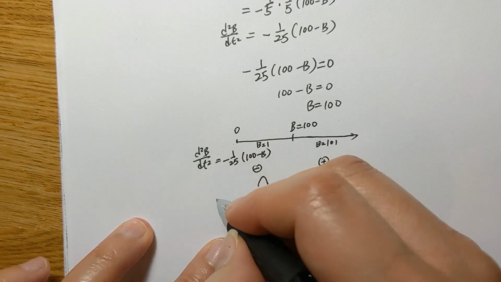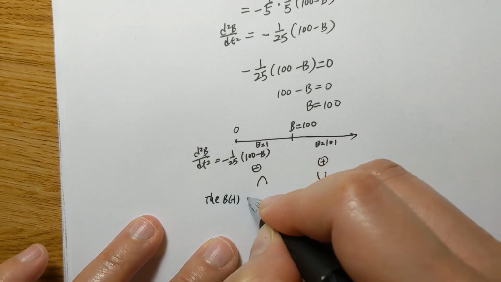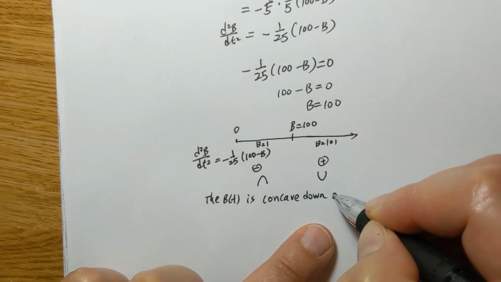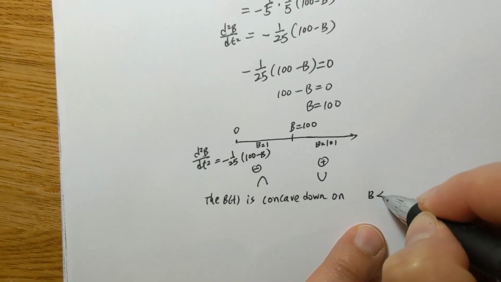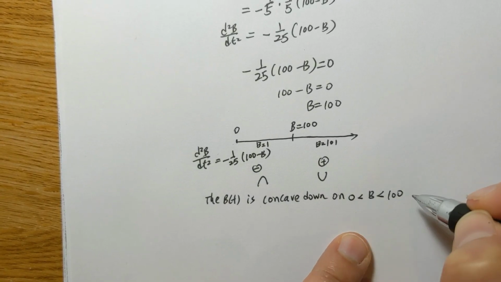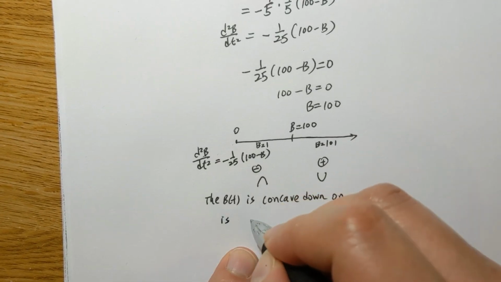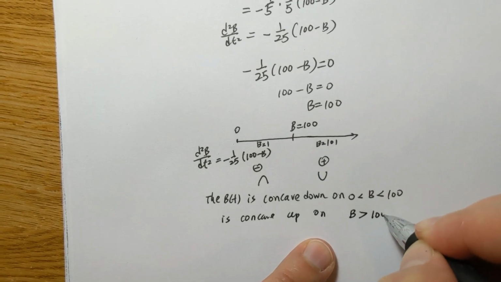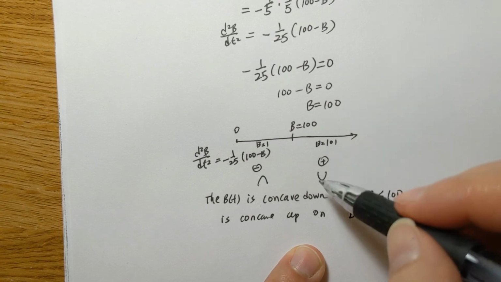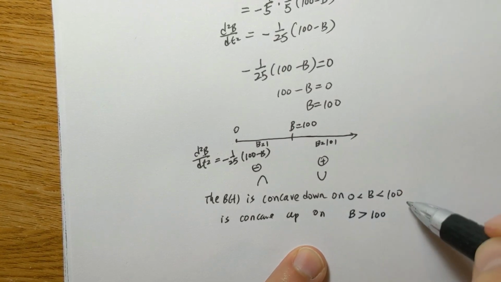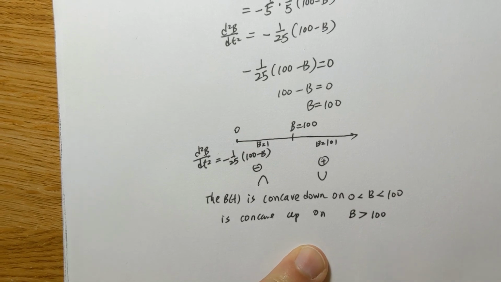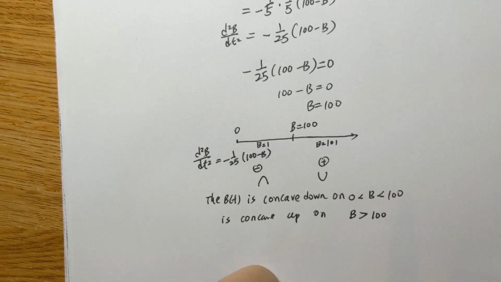So that means B(t) is concave down on the interval where B is between 0 and 100, and concave up on the interval where B is greater than 100. So it should be concave down and then concave up. B equals 100 is the location of the point of inflection. Now let's take a look at the graph. We're going to prove it doesn't match.